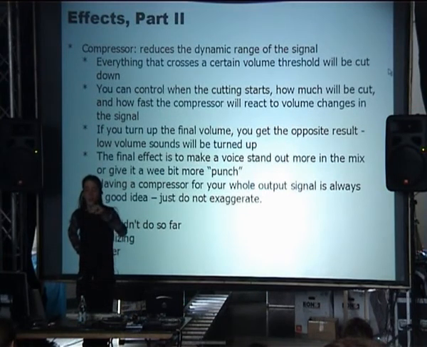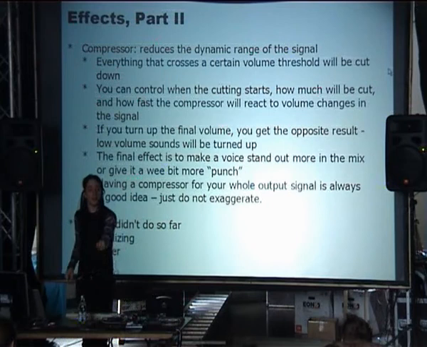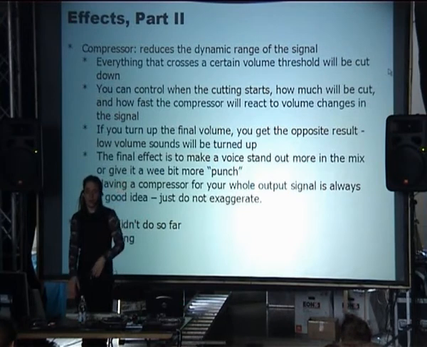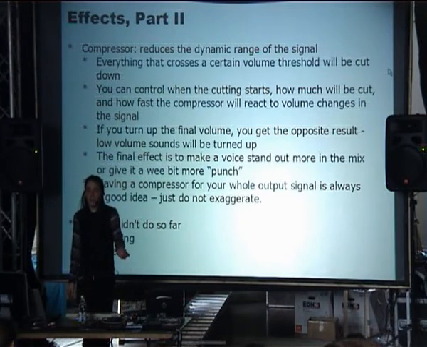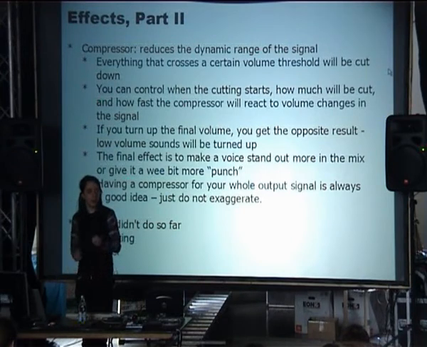Reducing means we have a signal that has a certain volume, and as soon as it crosses a certain volume threshold, the compressor starts to decrease the volume to cut it down. And you can control where this threshold is, when it starts to decrease the volume, you can control how fast it decreases the volume, you can control how fast it increases it again, and you can, of course, control how hard it is. And you can use that to make things louder, because you can now turn up the final volume of the whole channel. And the result is that low volume signals get loud, while high volume signals stay loud.